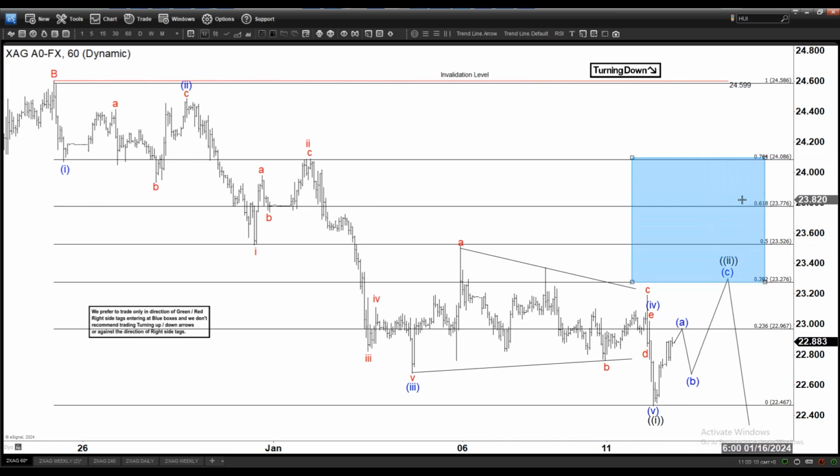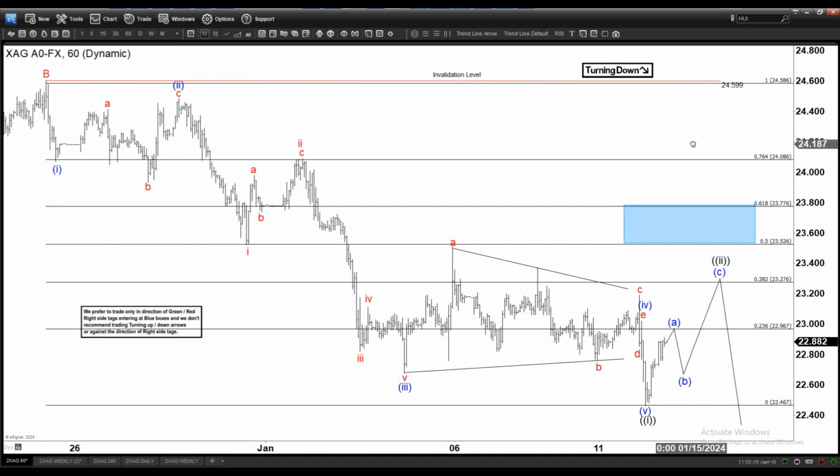If you want to narrow it down, I think this area is around 85% of the time wave 2 ended somewhere around here, and around 70% is probably somewhere around here, 50 to 61.8. This is just a rough percentage based on my observation. It's not scientific in the sense that I have all the data to prove it, but just based on my observation over the years.